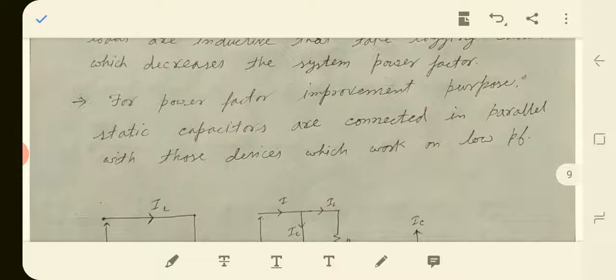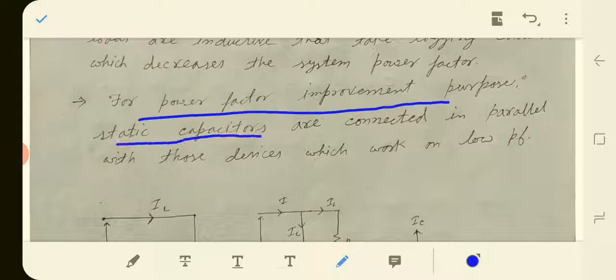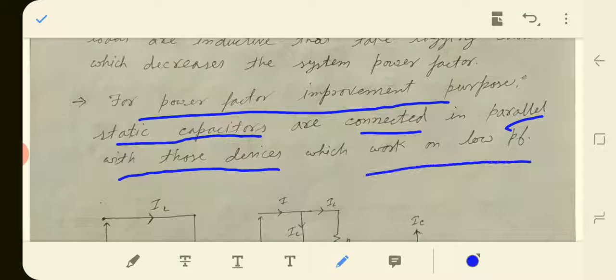Now for power factor improvement, what we will do: static capacitors. These static capacitors are connected in parallel with those devices which work on low power factor. We will connect a static capacitor with the devices that have low power factor.